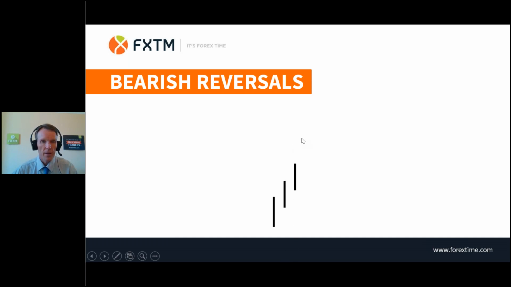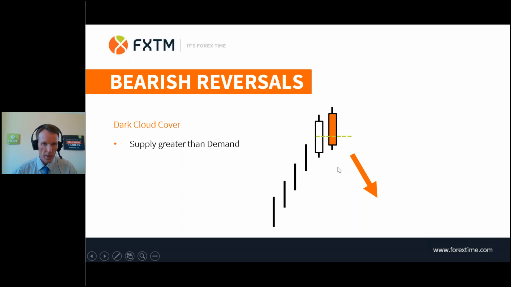Again, bearish reversals: a lot of buying, and all of a sudden you've got a lot of sellers coming in. And this is again the dark cloud cover, the opposite of the piercing line, and it closed below that one and starts giving an indication. It's like a warning sign. Bearish, possible end of uptrend.